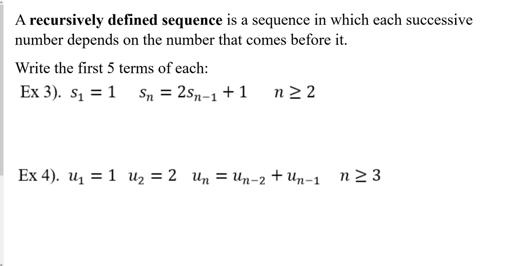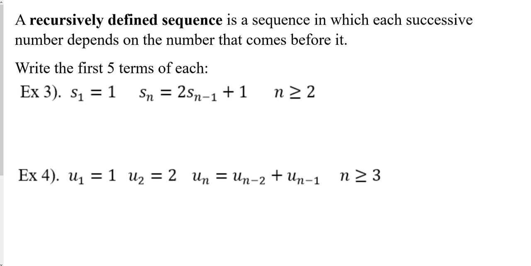A recursively defined sequence is a sequence in which each answer depends on the number before it. So in other words, in order to find the second term, I have to know the first term. In order to find the third term, I have to know the second. So in order to find the 50th term, I have to know the 49th. And in order to have found the 49th, I had to know the 48th, and so on and so forth. So these are very hard to find a large number in the sequence, as opposed to our first examples where if I wanted to find the 50th term, I could have just plugged in 50.